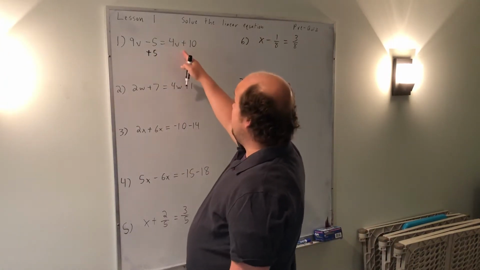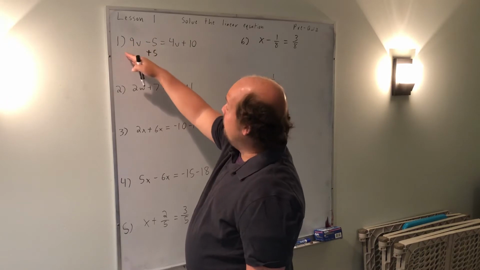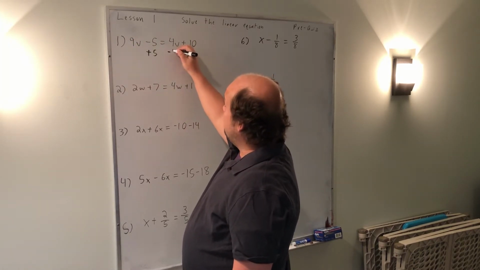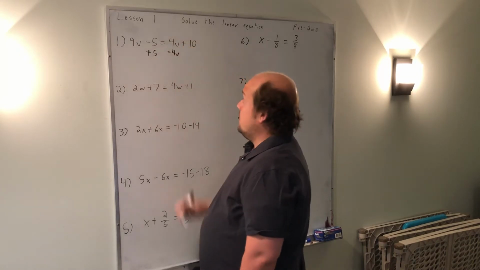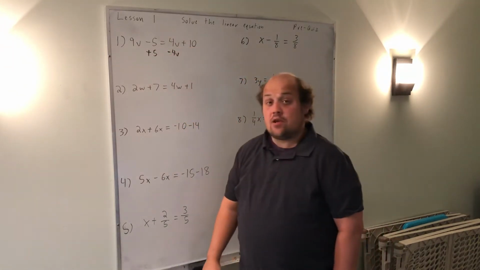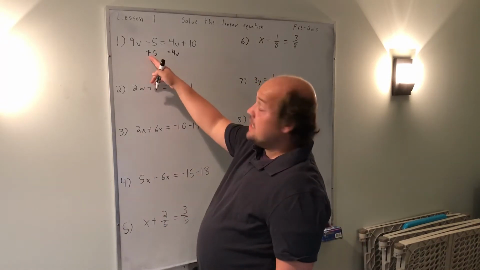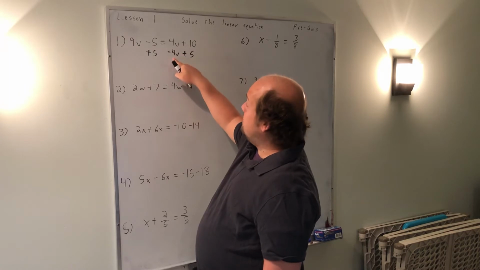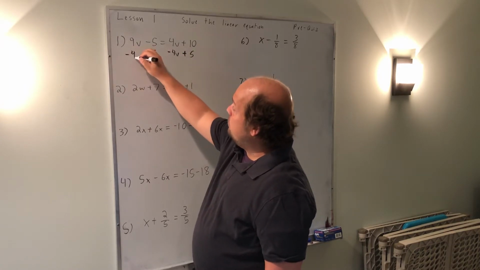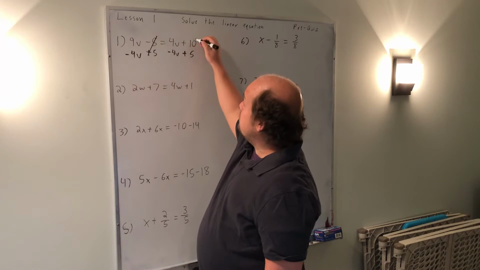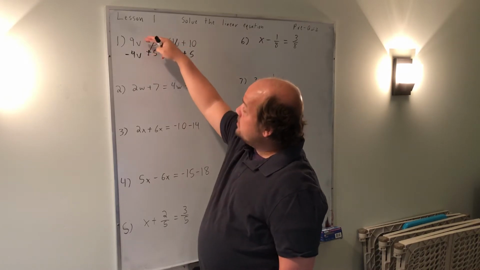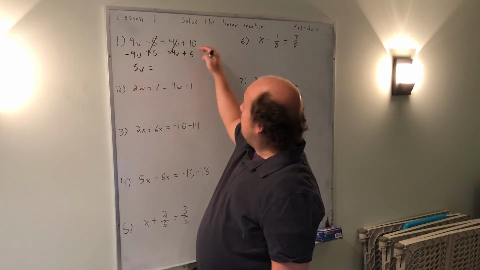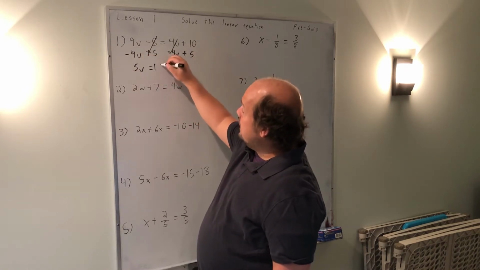Similarly, on this side of the equation, we want to get rid of the letters and move them over here. So this 4V, to get rid of that, I'm going to have to put negative 4V. In each case, what I do to one side of the equation, I have to do to the other. So since I did plus 5 to the left here, I have to do plus 5 to the right. Since I did minus 4V to the right, I have to do minus 4V to the left. These will go away, which means I just have to combine 9V and negative 4V to get 5V, and 10 plus 5 to get 15.